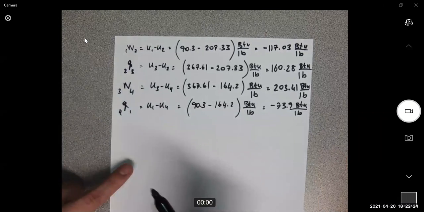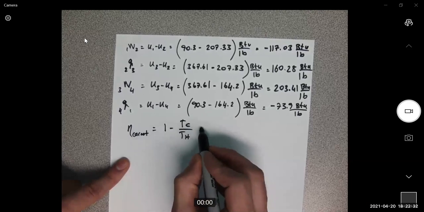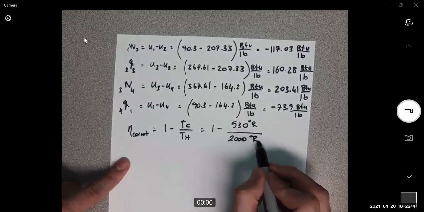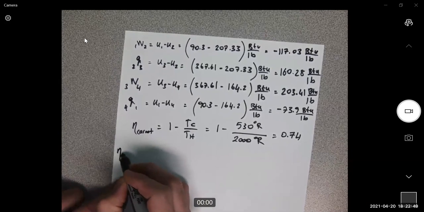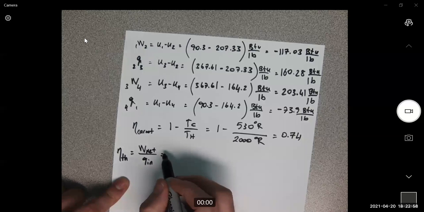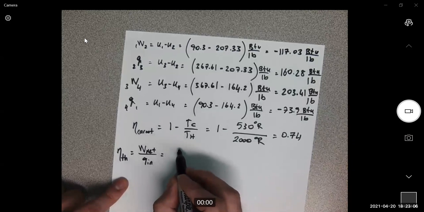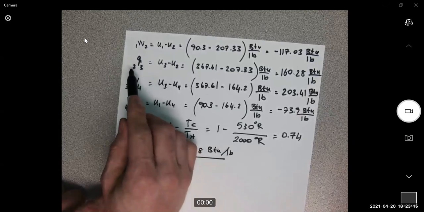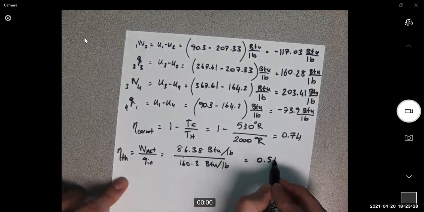So I know everything is completed now. The Carnot efficiency is 1 minus Tc over Th, and these are absolute temperatures: 1 minus 530 degrees Rankine divided by 2000 degrees Rankine gives me 0.74. 74% is the Carnot efficiency. And for thermal efficiency, net work over Qin, net work is work from state 3 to state 4 plus work from state 1 to state 2, which is 86.38 BTU per pound, and Qin is from state 2 to state 3, 160.3 BTU per pound, which gives 0.54.